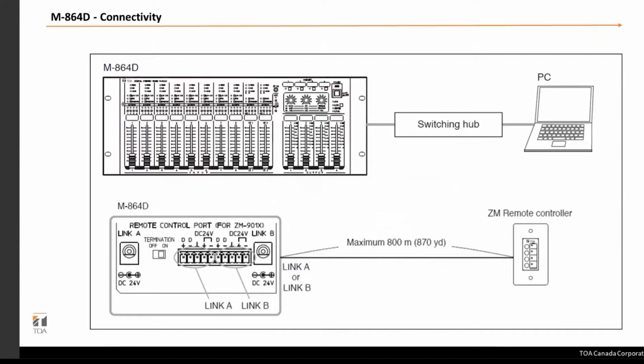So again, we see typically how the PC will connect to our mixer. So from the switching hub, you'll reach out to the M-864D. And the ZM remote controller will connect to the Phoenix connector on the link identified here. So we have two links for two sets of controllers, and we have a maximum of 16 controllers that we can be using with the M-864D.